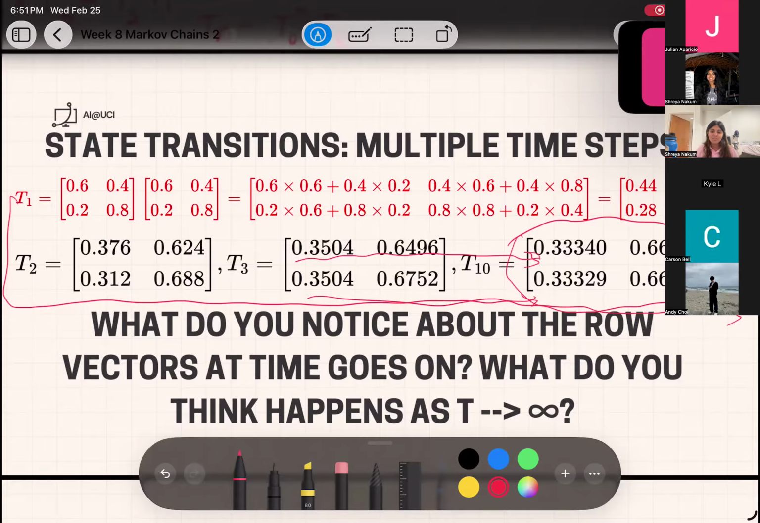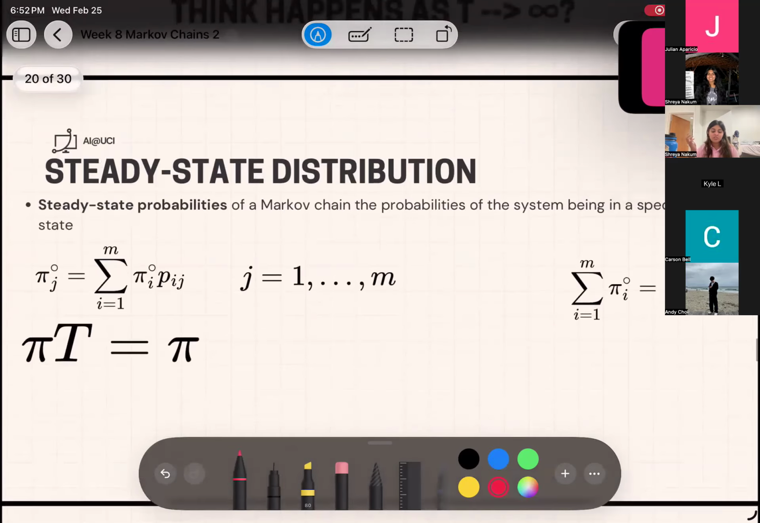So what do you guys think happens as time approaches infinity for this state transition matrix? It'll kind of start settling around 0.33 repeating and 0.66 repeating. Yeah, it'll settle around like 1/3 and 2/3. And that brings us to the idea of the steady state distribution.